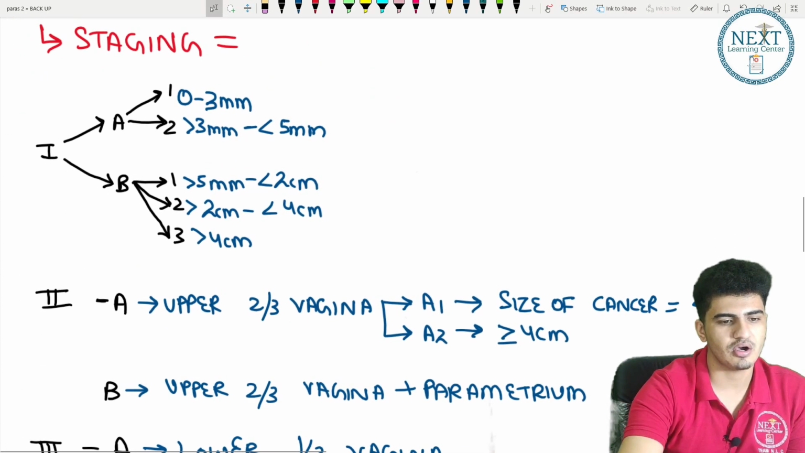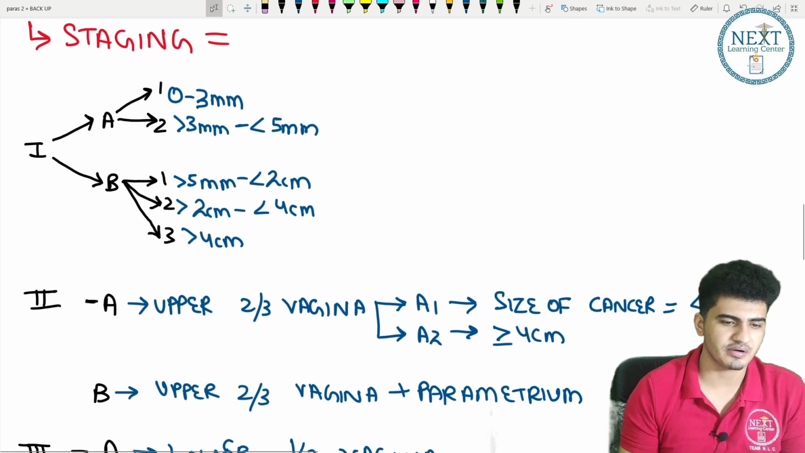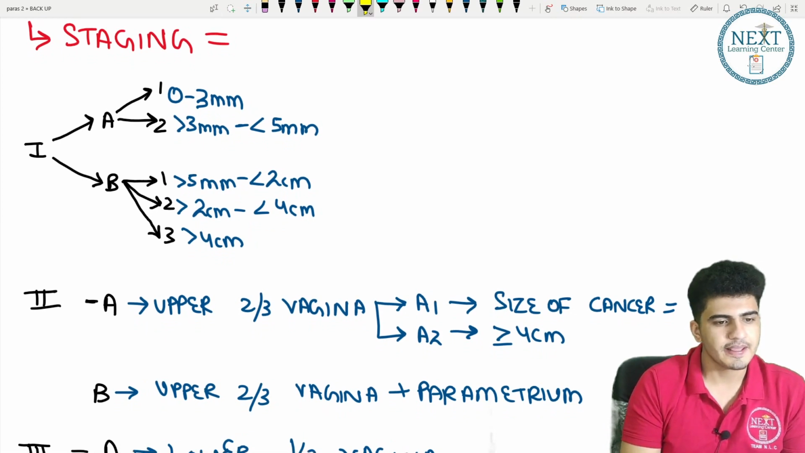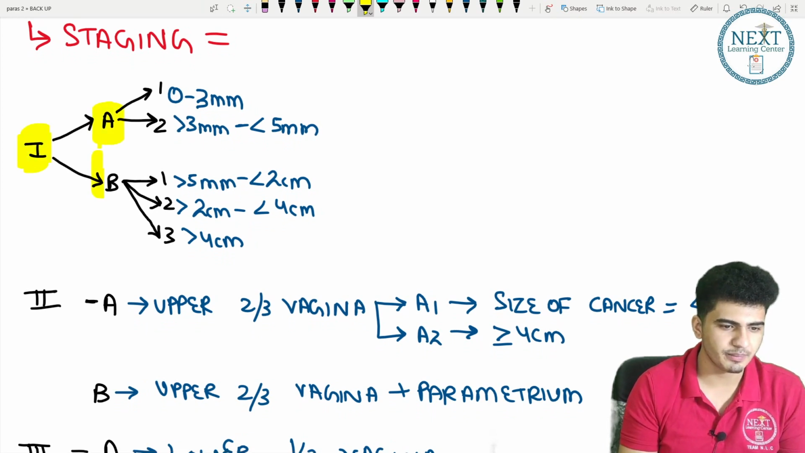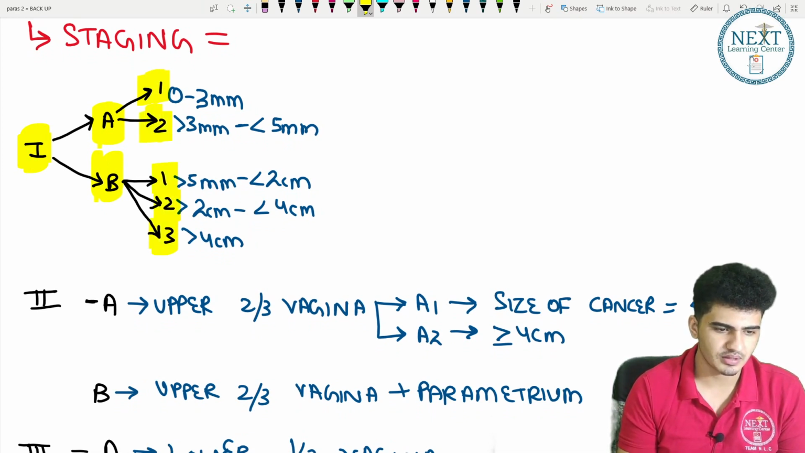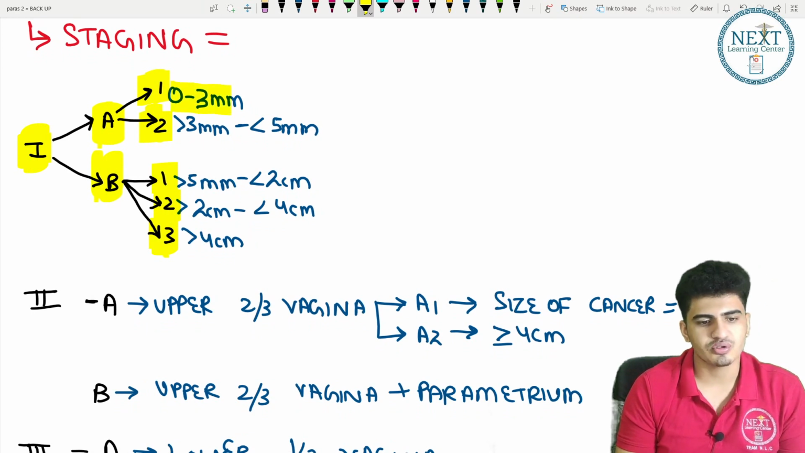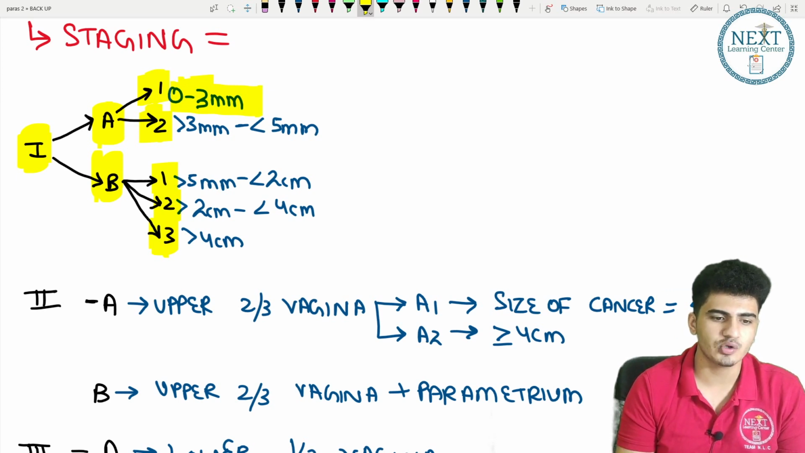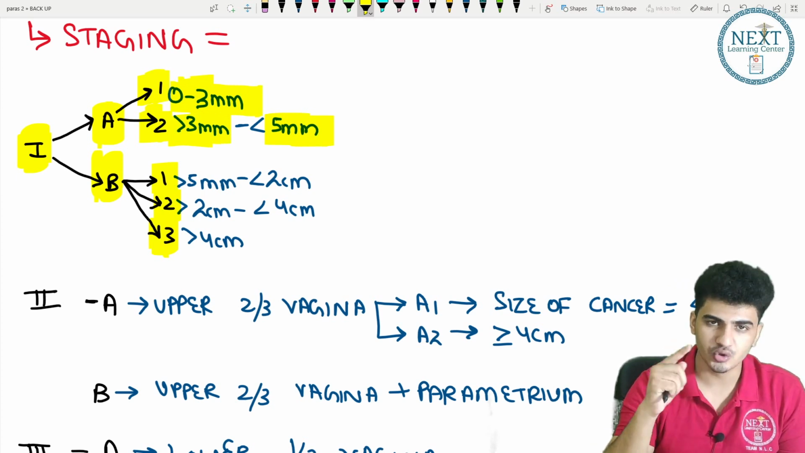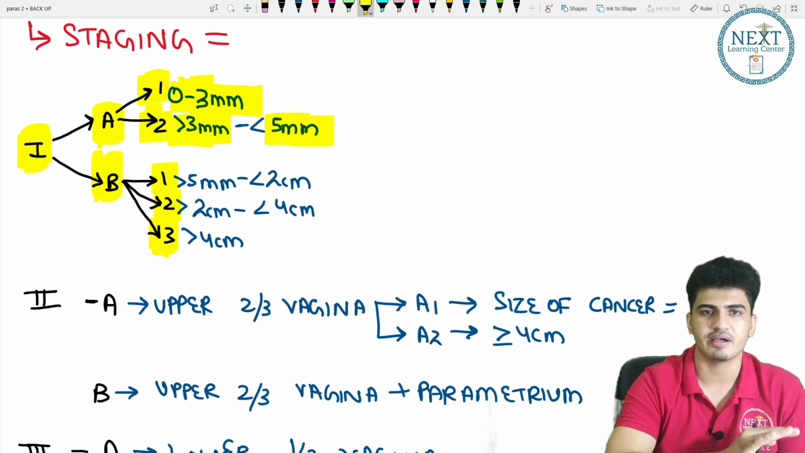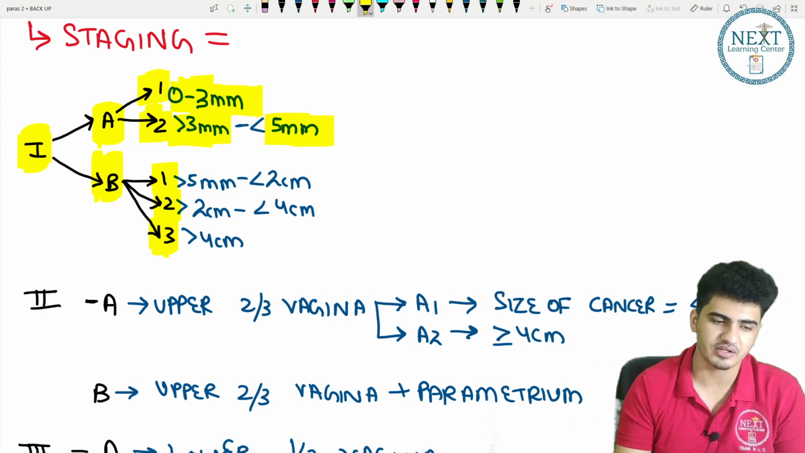Now staging of carcinoma of cervix, according to the spread. Remember stage 1 itself is divided into A and B. A is divided further into 2 parts, B is further divided into 3 parts. A1 is 0 to 3 millimeters. A2 is more than 3, less than 5 millimeters.